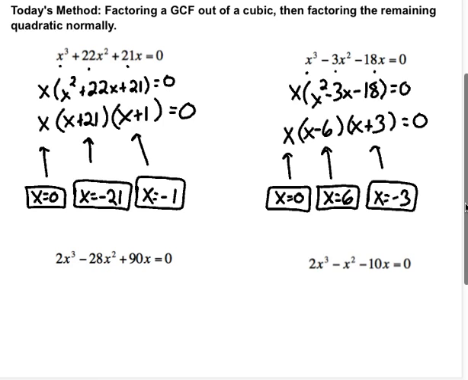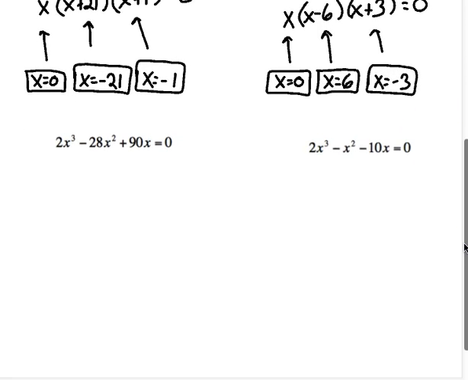Alright, now sometimes you'll come across problems where more than just an x can come out. So notice in this one, every term does have an x again. So we know we're going to be pulling that out. But I also want you to notice that each term is divisible by 2. So I can actually pull out a 2x. So 2 divided by 2 is just 1. Then the degree drops. 28 divided by 2 is 14, and the degree drops. And then 90 divided by 2 is 45, and the degree drops. And I'm left with that.